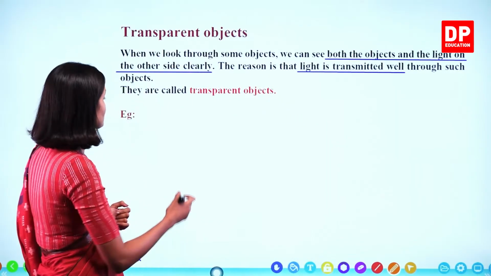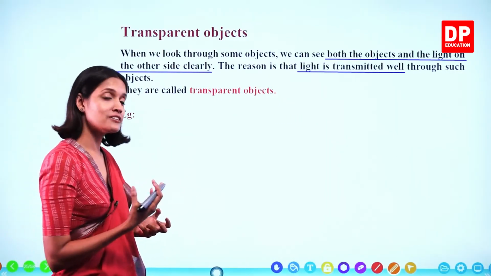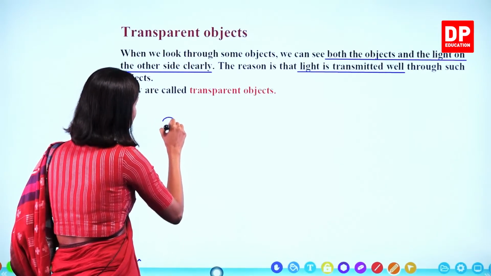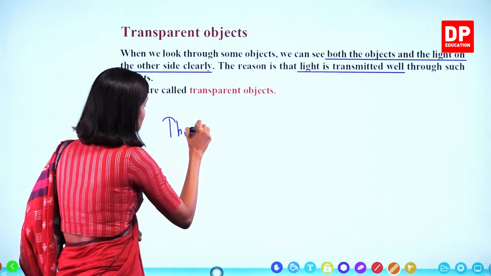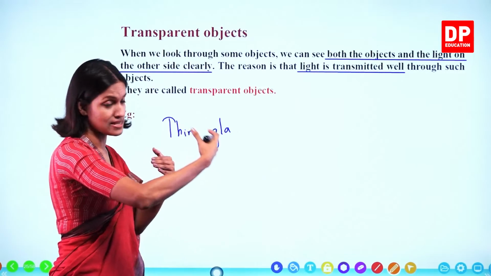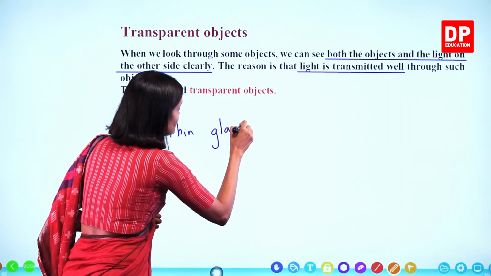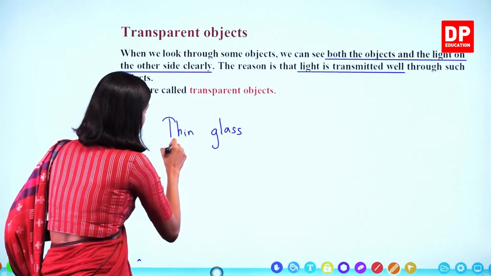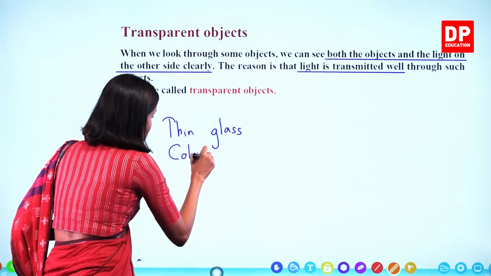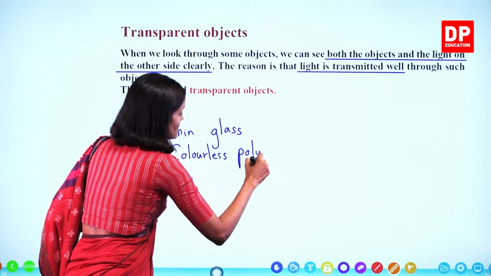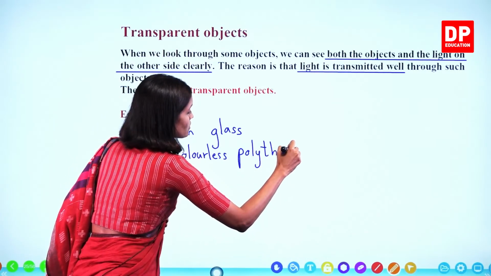What are the examples? We will write some solid materials first. Do you remember we used thin glass? Now when we use thin glass, we can see the light and the flame from the other side very easily, right? So thin glass is a transparent material. Colorless polythene. What else?